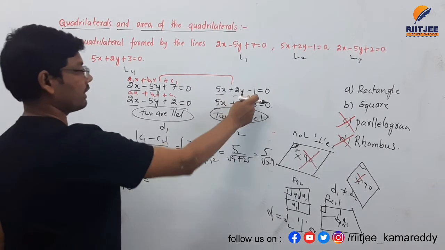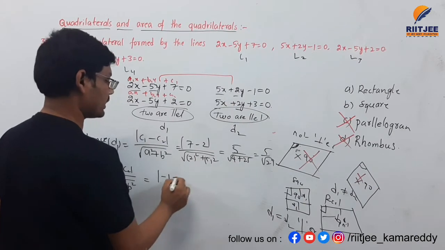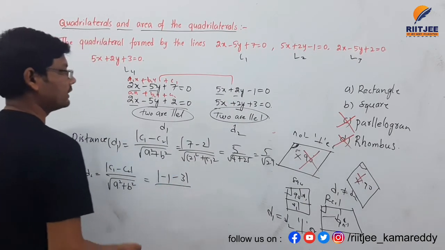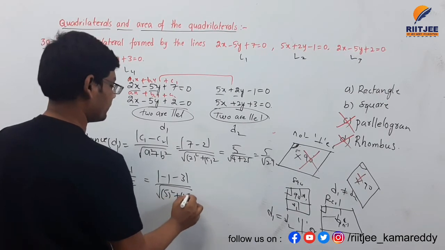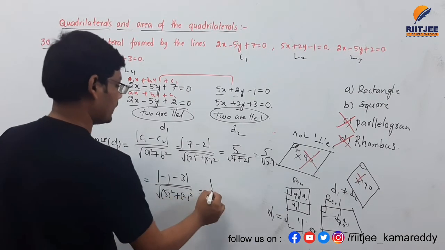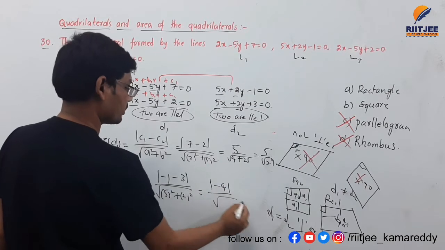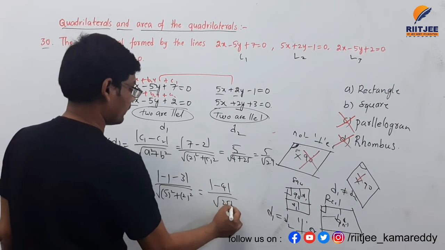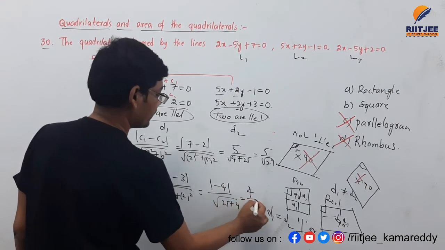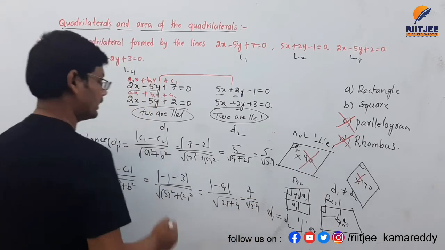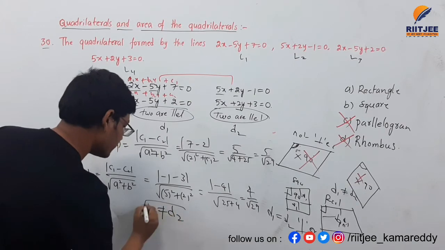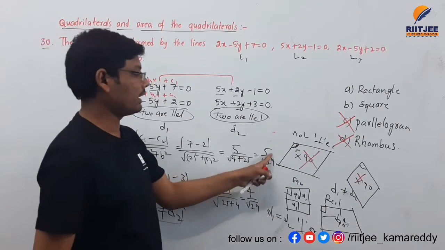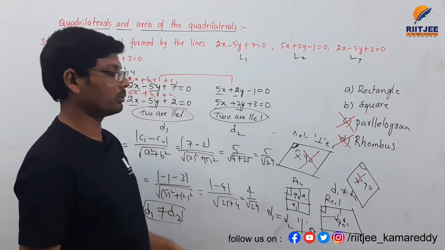So C1 minus C2, modulus of minus 3 divided by A square, which is 5 square, plus B square, which is 2 square. Next, minus 4 by square root of 25 plus 4, that is equal to 4 by root 29. Here D1 is not equal to D2. Here we got 5 by root 29 and 4 by root 29, both are not equal.